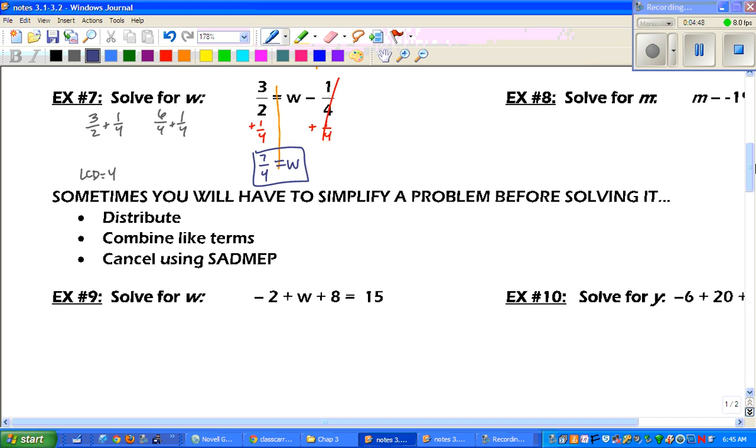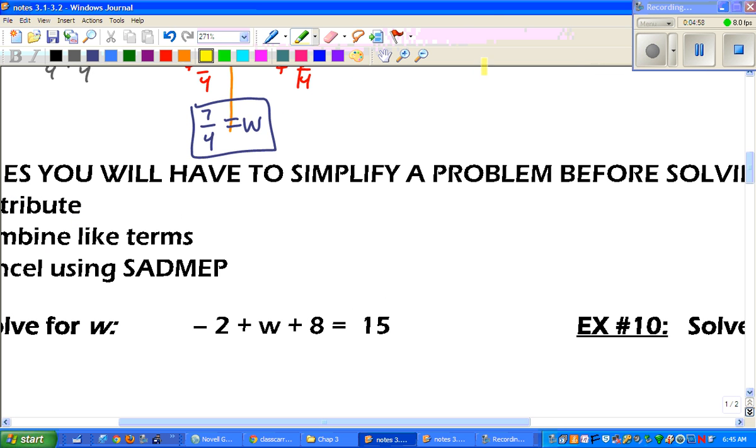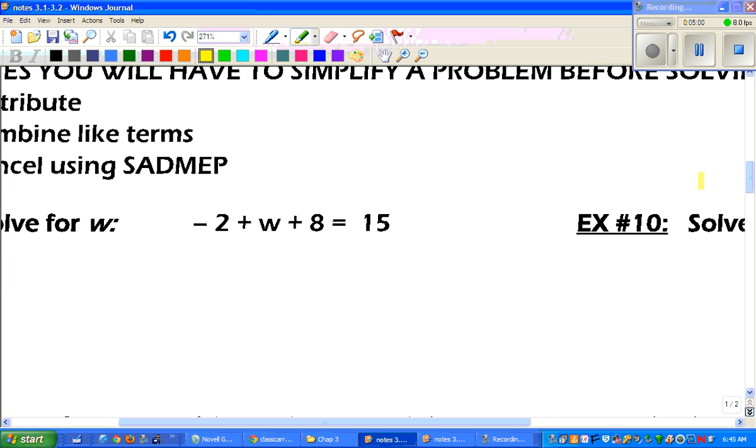Now, sometimes we're going to have to simplify a problem before we solve it. Simplifying means that we might have to distribute, we might have to combine like terms, and then the last thing we're going to do is to cancel.